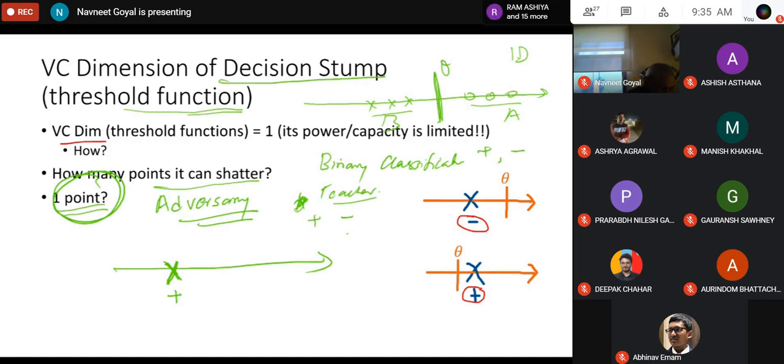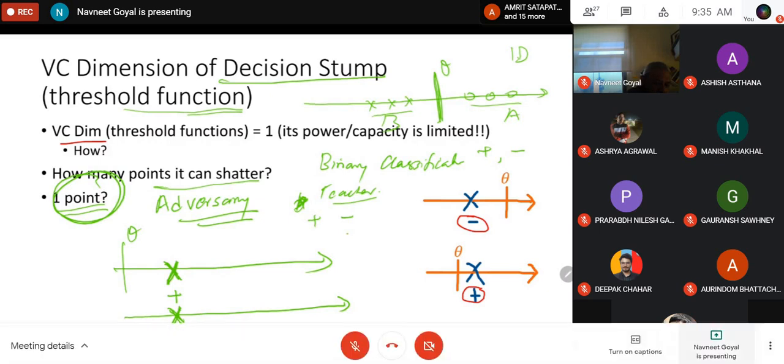Either to the left of it or to the right of it. Anywhere to the left of this point, right? Suppose I put it here, right? And suppose now I have the same point, the same student, but the teacher says that I'll give him a negative grade. So now where should I put my theta?